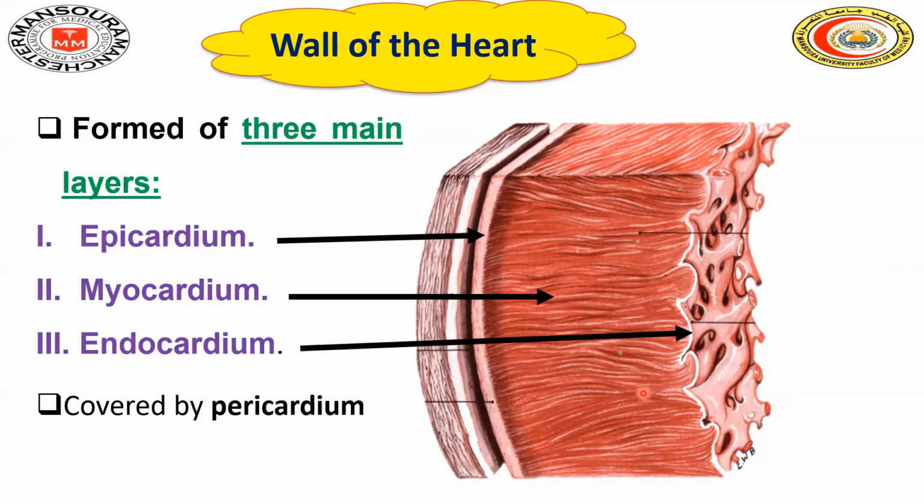The whole heart is covered by a sac. This sac, or double-walled sac, is called the pericardium. So the pericardium is the outer covering of the heart from outside. It is not one of the layers of the wall, but it's the covering of the heart from outside.